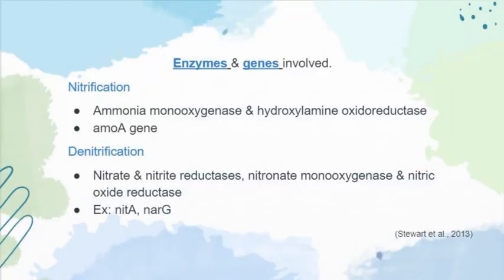For nitrification, the main enzyme is ammonia monooxygenase, encoded by the AMO-A gene in Nitrosomonas. Hydroxylamine oxidoreductase also participates. For denitrification, the main enzymes are nitrate and nitrite reductases, but others might be involved. Examples of genes encoding these two enzymes are NIA and NARG.